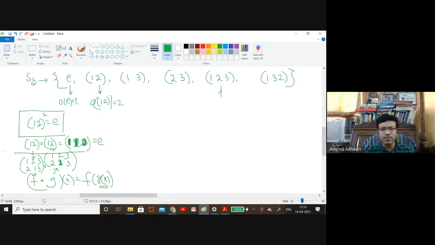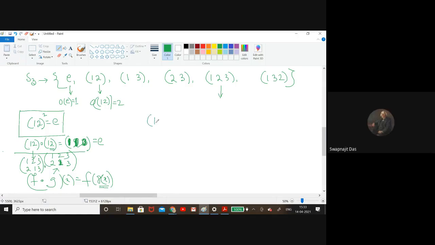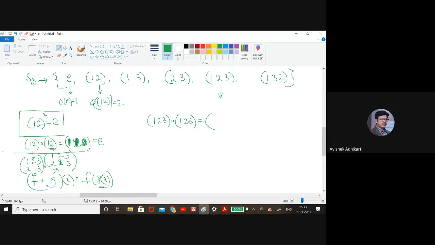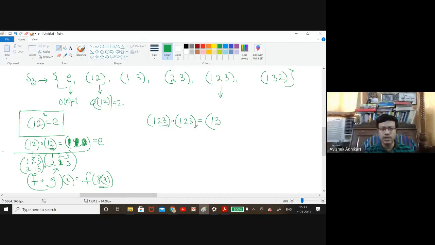Now can anybody tell me what is the order of (1 2 3)? 3. Okay, let's check. First check what this value is. Quickly, somebody tell me how to check. Start with 1 goes to 2, and here 2 goes to 3, right? That means 1 goes to 3. (1 3 2). Then check with this 3. 3 goes to 1, and then 1 goes to 2. That means 3 goes to 2. Then check with 2. 2 goes to 3, and here 3 goes to 1. That means 2 goes to 1. That means it is closed.